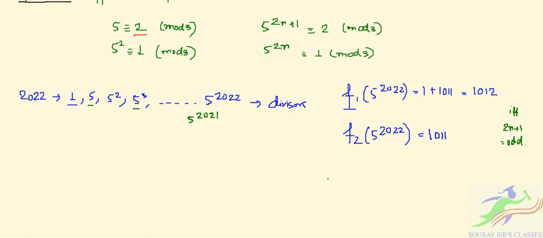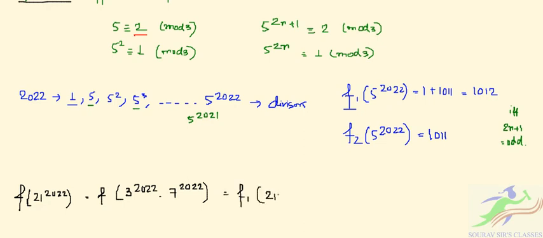Now we have to find the other value, that is f of 21 to the power 2022. So we have f of 21 to the power 2022. Okay, so we can write it as f of 3 to the power 2022 multiplied by 7 to the power 2022, and we can also write it as f1 of 21 to the power 2022 minus f2 of 21 to the power 2022.